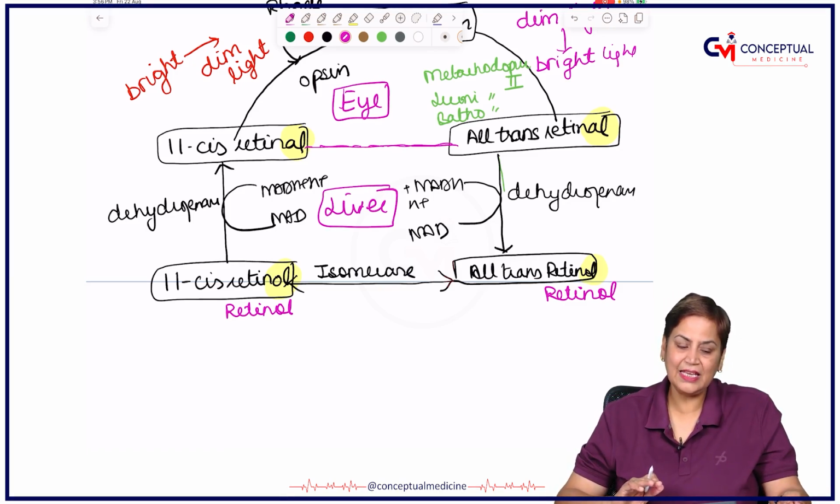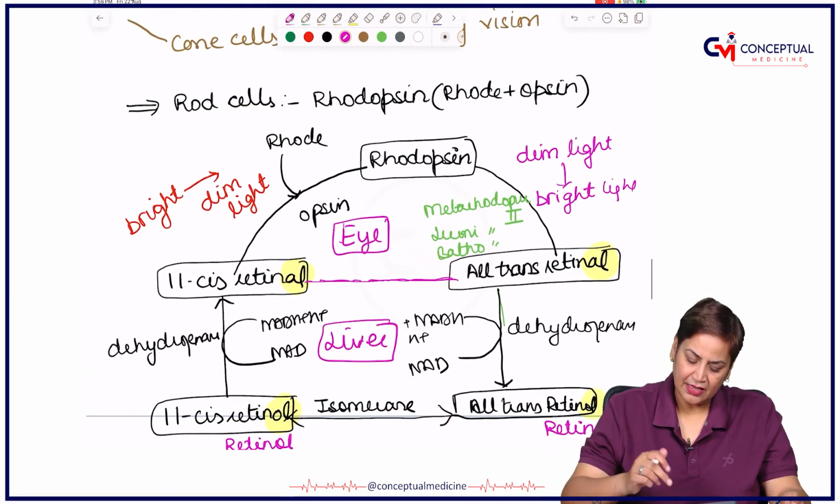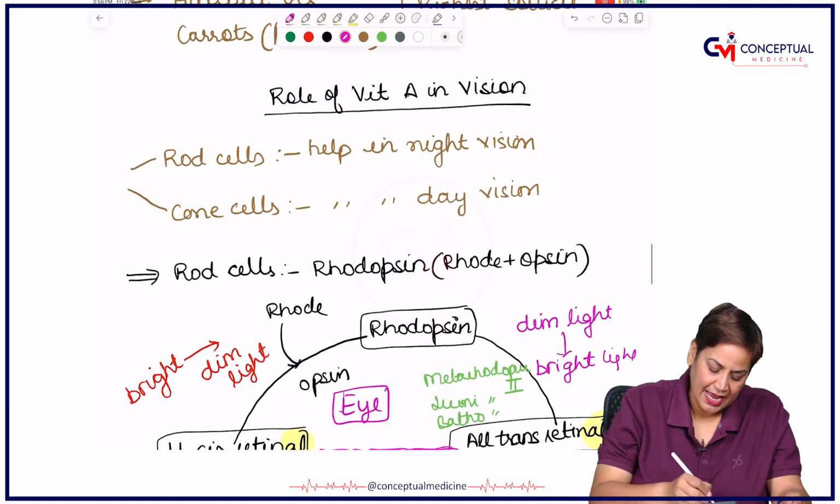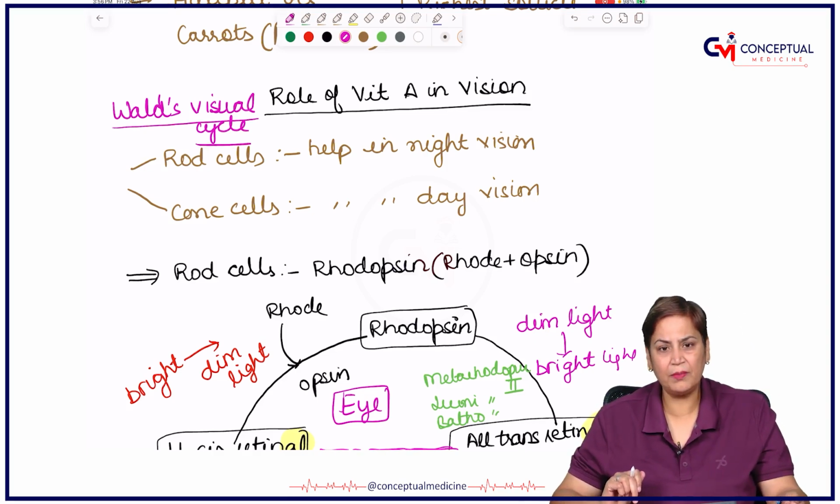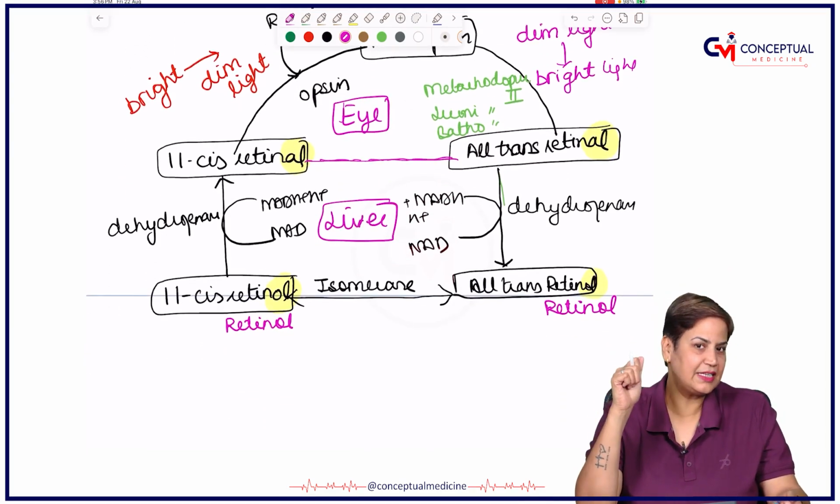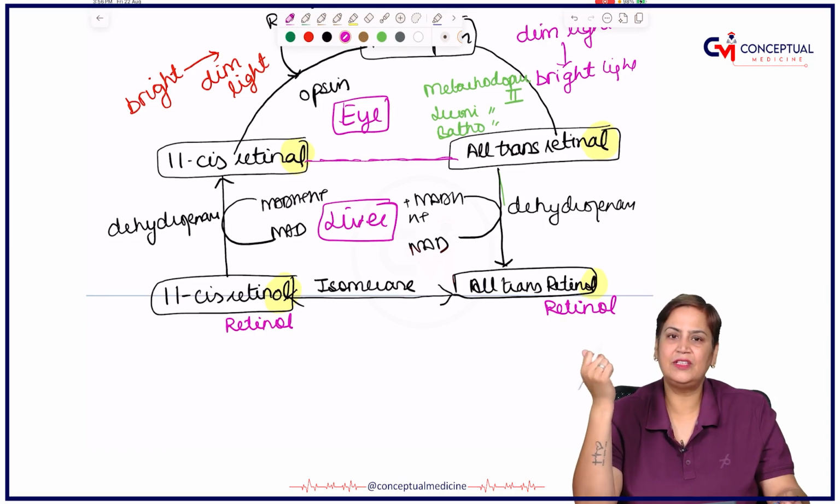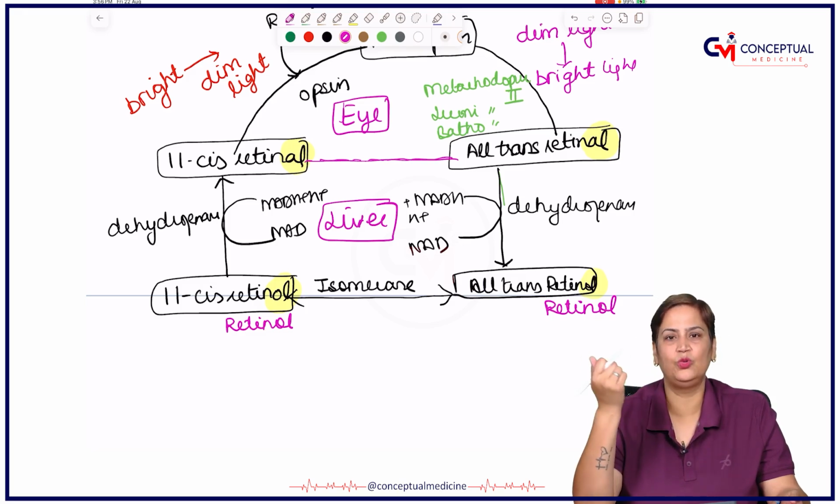Like this. So this is known as Wald's visual cycle. It was actually given by Wald. So we can call it Wald's visual cycle. And what is the role of vitamin A? We can say that vitamin A has two forms, 11-cis-retinal and all-trans-retinal, which is converted into retinol, and this is how one is able to adjust himself when he enters from the bright light to the dim light and from the dim light to the bright light.